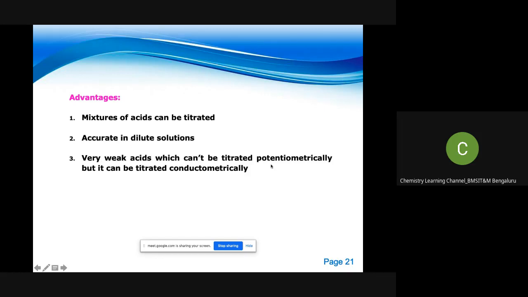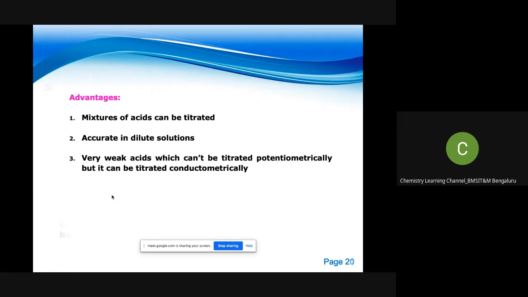And actually, in case of potentiometry, it becomes difficult to titrate very, very weak acids. But in case of conductometry, we can study the weak acids also. Okay, so these are the advantages of conductometric titrations.